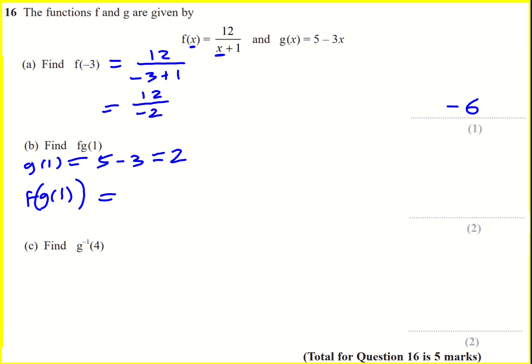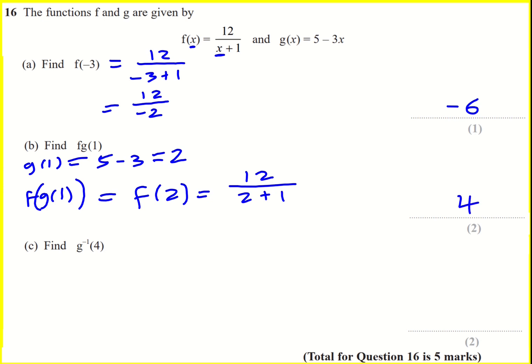We put 1 into g, we get our output of 2, and then we put that into f. So it actually becomes f of 2. And then we're back to doing what we were doing in part A, really. But instead of minus 3, we're putting 2 in. So 12 over 3, we're going to get 4.